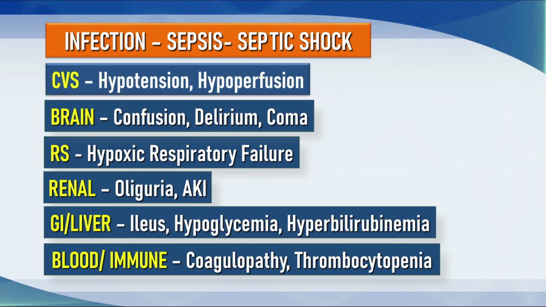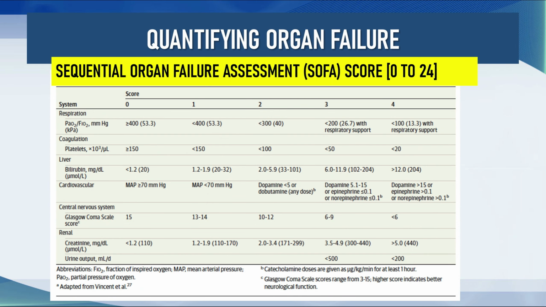Now, this can be quantified using the sequential organ failure assessment score, the SOFA score of 0 to 24. I'm not going to go through this in detail, but each one of these systems has a score that goes from 0 to 4, and you can calculate out the SOFA score. The higher the score, the less likely it is that the patient will survive.